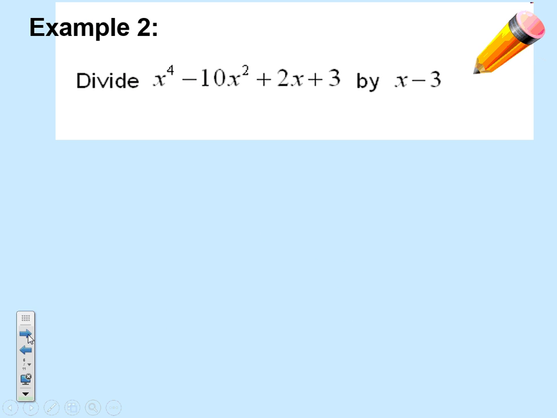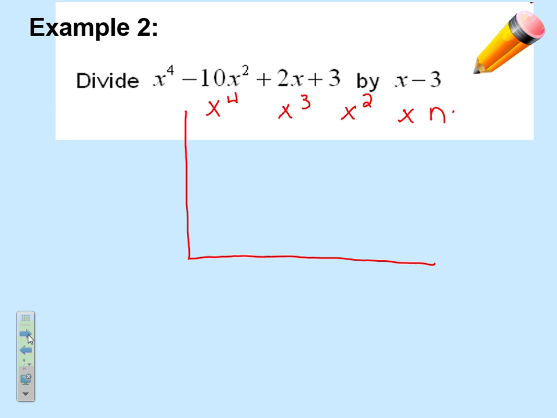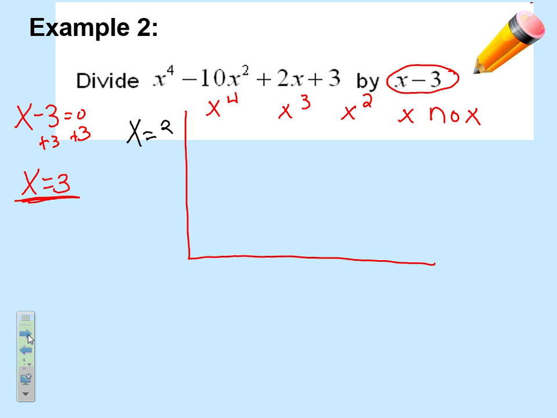Example number 2. First thing I'm going to do, set it all up. So I've got x to the 4th, then x cubed, x squared, x, no x. And then I have to solve this, set it equal to 0. So x minus 3 equals 0. Add 3 to both sides. X equals 3. That's what I'm going to use. Right here I'll have x equals 3.